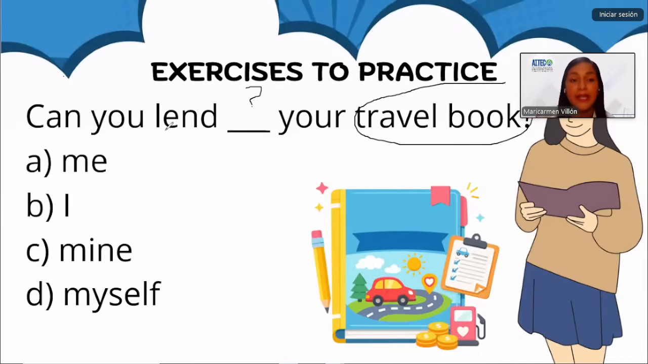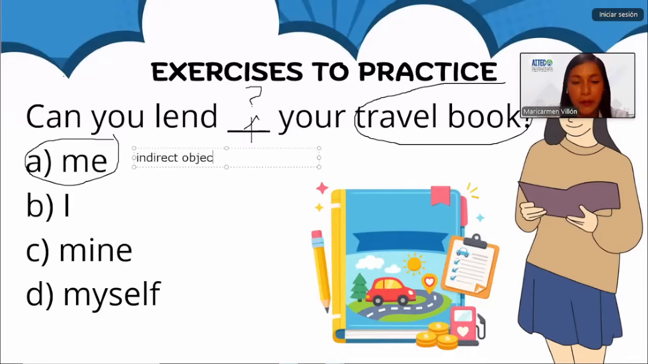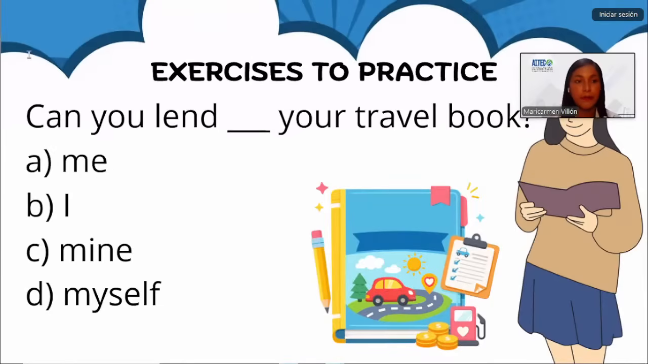Excellent. So the answer here will be, can you lend me? We need here the indirect object. And indirect object is the same as saying, remember, it's like saying object pronoun. Good. All right. So here the answer is me. Lend me. Lend is synonym of borrow. Lend, that's prestar. That's the action, just in case.